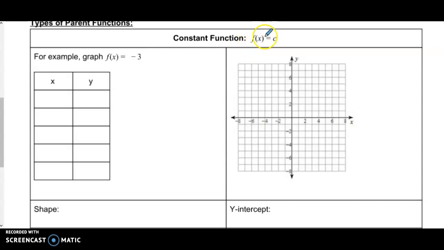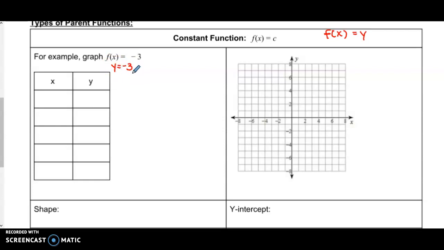Notice it says f of x equals c. We're used to, when we're graphing, seeing y equals. So just recall that f of x is actually the same thing as y. F of x is function notation, meaning that the graph that you make will pass the vertical line test. All right, so in this example, when you have a constant function, we're really graphing y equals -3.